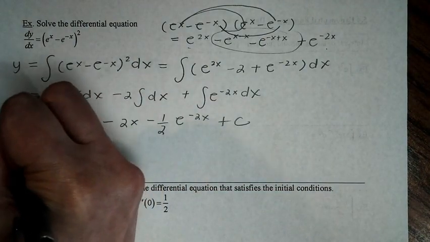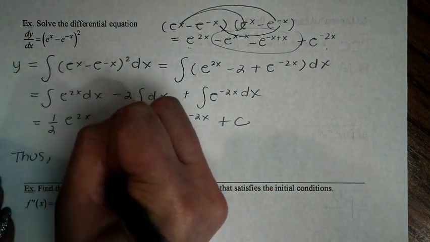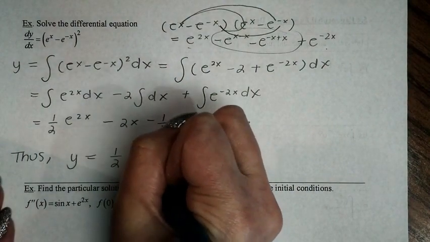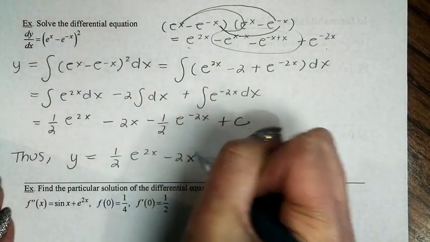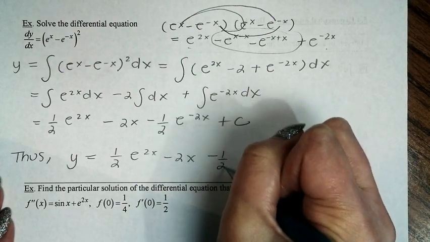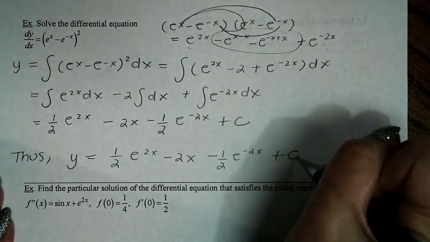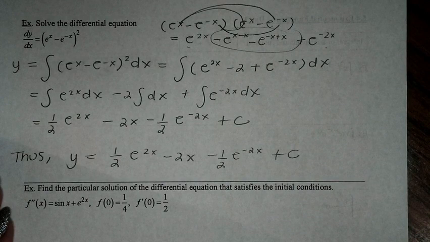Therefore, that's it. Thus, my expression y is equal to 1/2 e to the 2x minus 2x minus 1/2 e to the negative 2x plus c. That's going to be what we call the general solution.